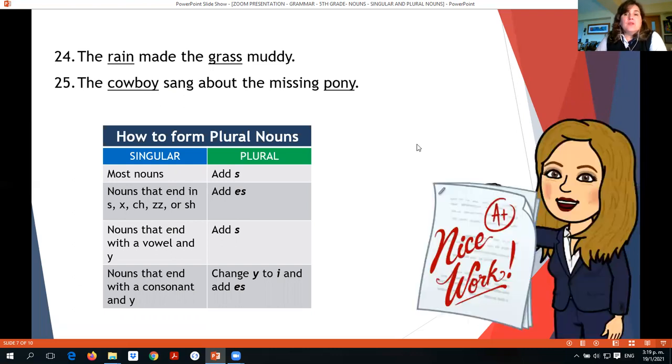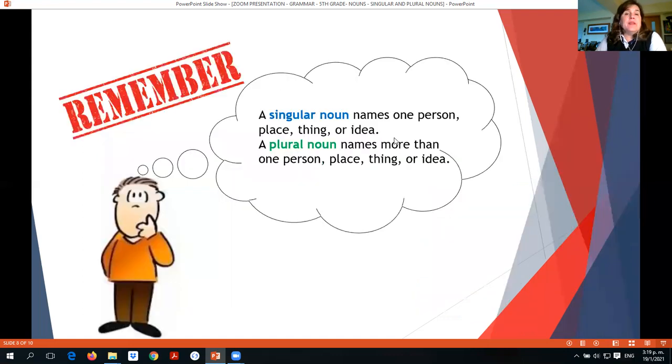Okay. So guys, now remember this chart, you need to have it on your notebook. You can either print it out and paste it or copy it. Remember, a singular noun names one person, place, thing, or idea. A plural noun names more than one person, place, thing, or idea.